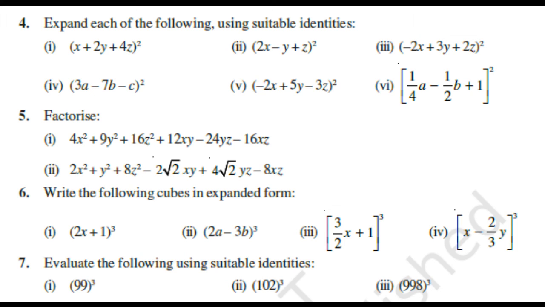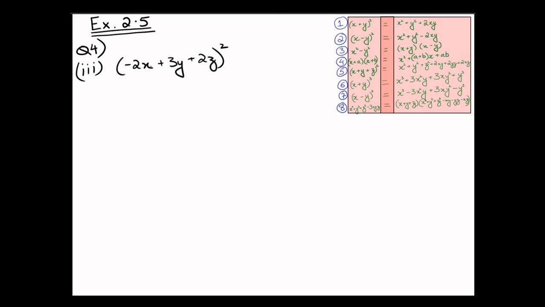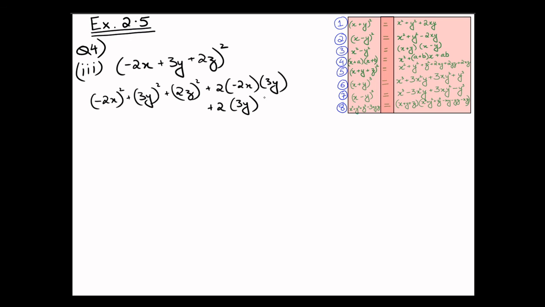Now we have the third part of question number 4. It is minus 2x plus 3y plus 2z whole square. Again, just like we did in the previous part, we know that the signs will take care of themselves. We'll expand it using identity number 5. So we get minus 2x whole square plus 3y whole square plus 2z whole square plus 2 into minus 2x into 3y plus 2 into 3y into 2z plus 2 into minus 2x into 2z.